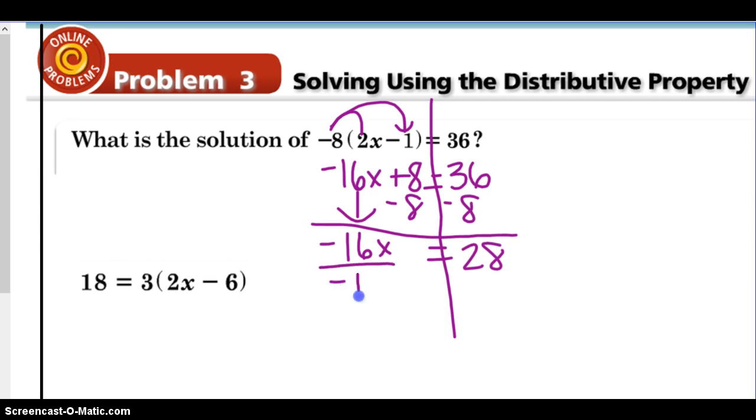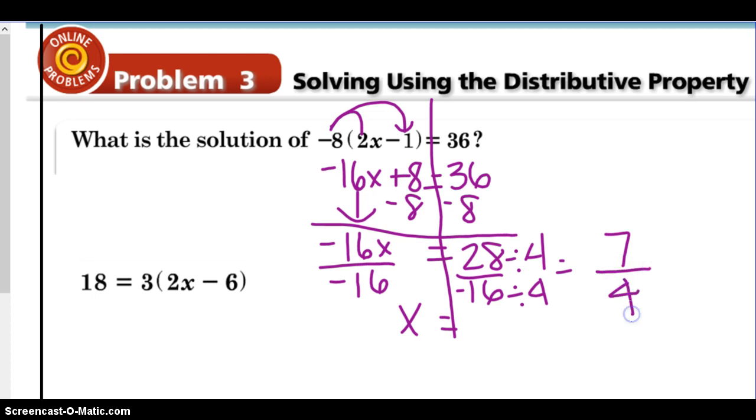Then I divide by negative 16, and I think, ew, it doesn't work. Yes, in 8th grade algebra, you will get fractions, and life goes on. It is okay. So all I have to do is simplify that. So what goes into both? 4. So I get 7 over 4, and what's my sign? Negative. So negative 7/4. You just leave it like that. IXL will probably make you change it, but I will not. So you can leave it like that for me.